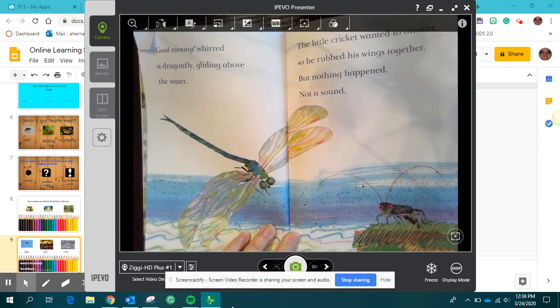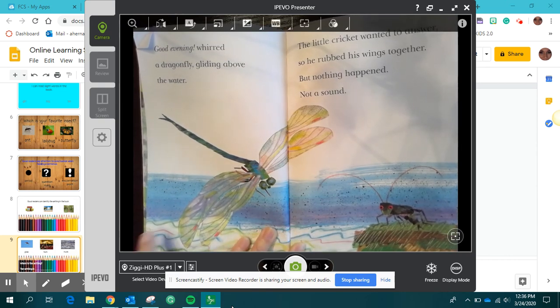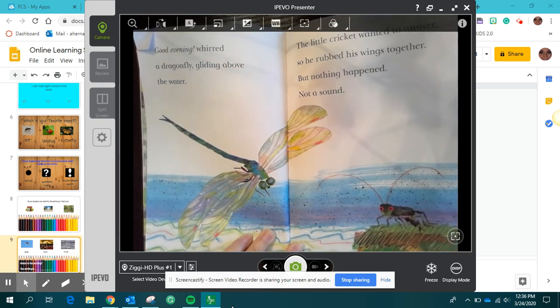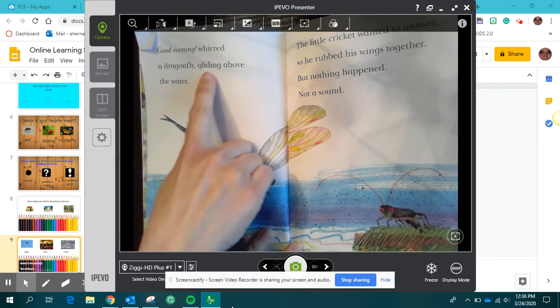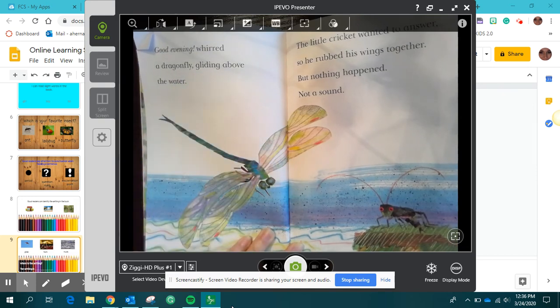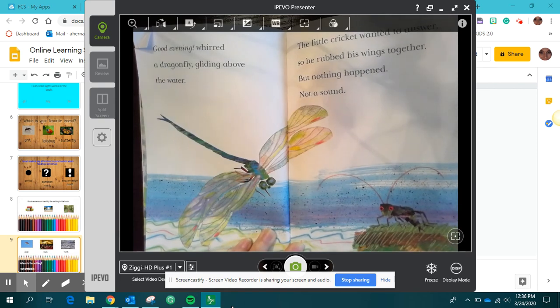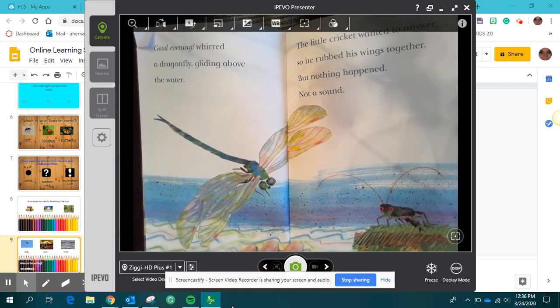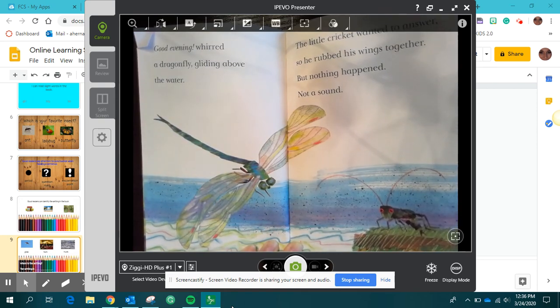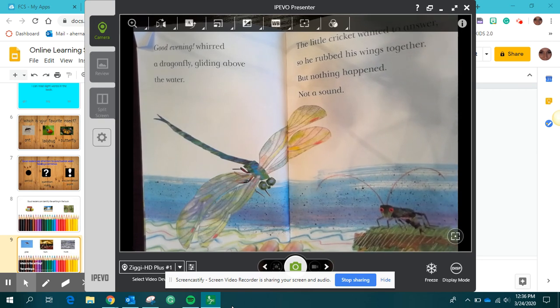Well, if you said the setting is by the water, then you are correct. And how do I know this? Well, I see that the dragonfly is gliding above the water. Okay, I see a picture of an ocean or a lake. I'm not quite sure, but some body of water. So I'm going to say the setting is by the water somewhere.